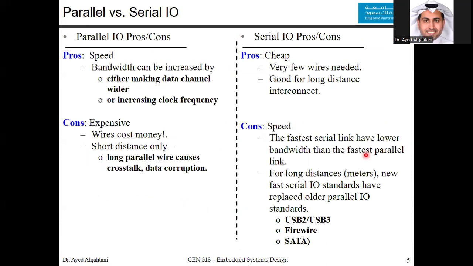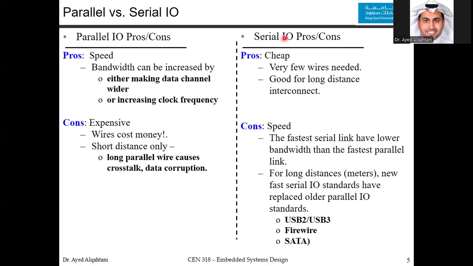So to formalize this comparison, we have the parallel I/O and the serial I/O. The advantage of the parallel I/O is speed. The bandwidth can be increased by either making the data channel wider, so you transfer more bits per cycle, or you increase the clock frequency, obviously.